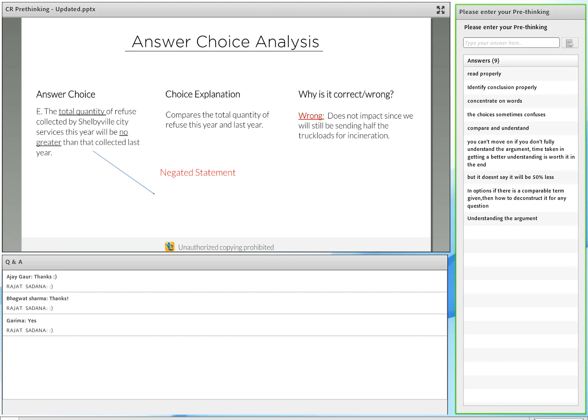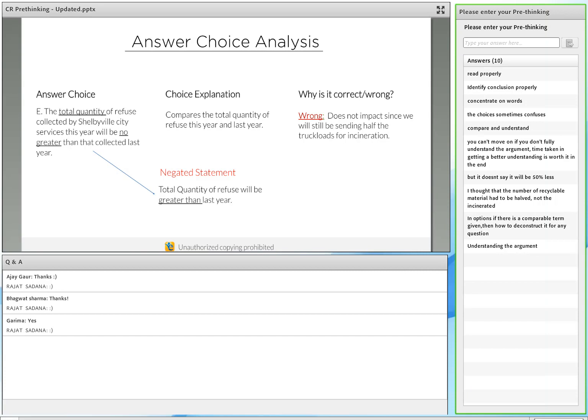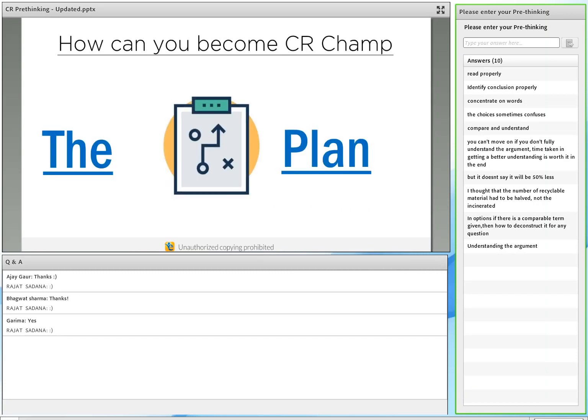And I love that comment from whoever said you can't move on if you don't fully understand the argument. Time taken in getting a better understanding is worth it in the end. And Lucas says, I thought that the amount of recyclable material had to be halved and not the incinerated part. And that's where, Lucas, reading slowly and visualizing that argument is a key skill. And you've got to get that.